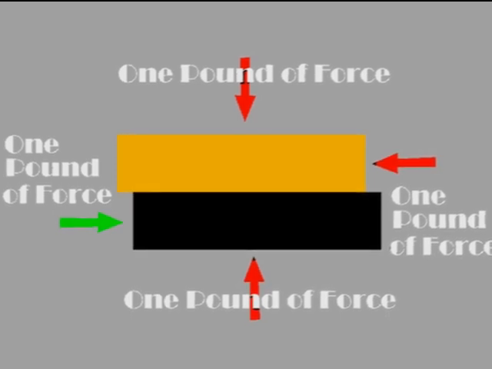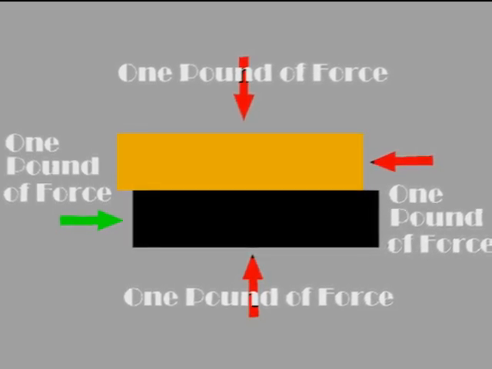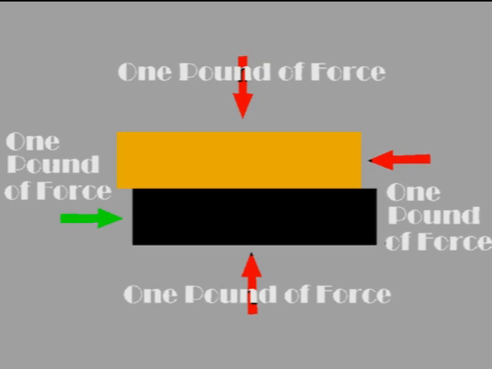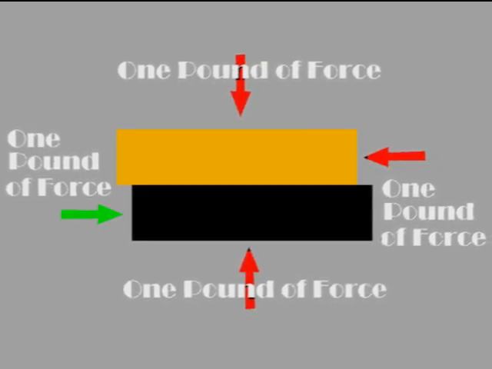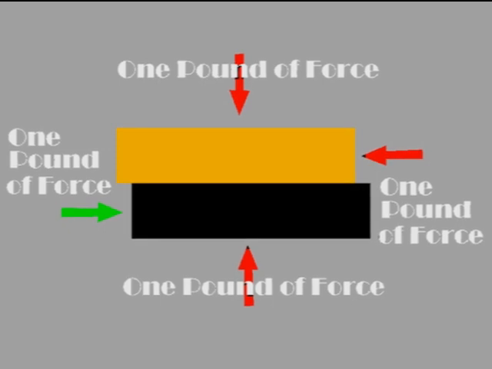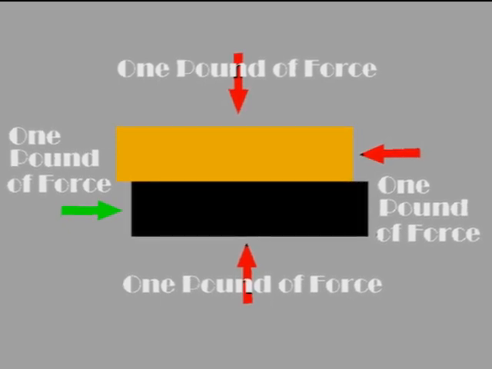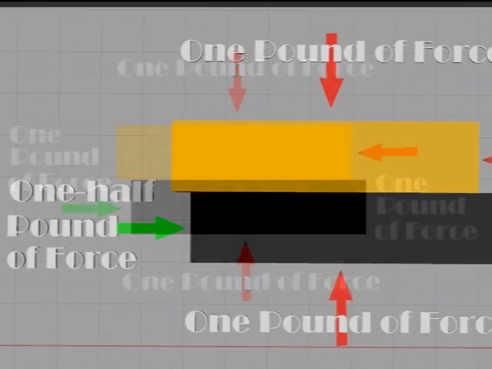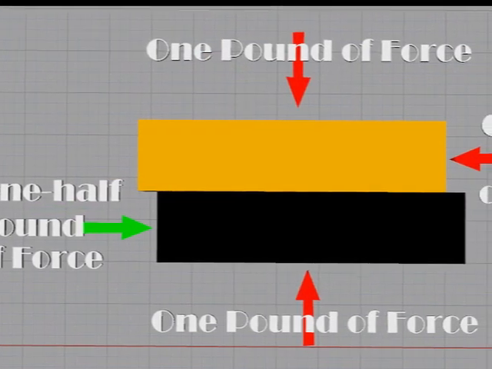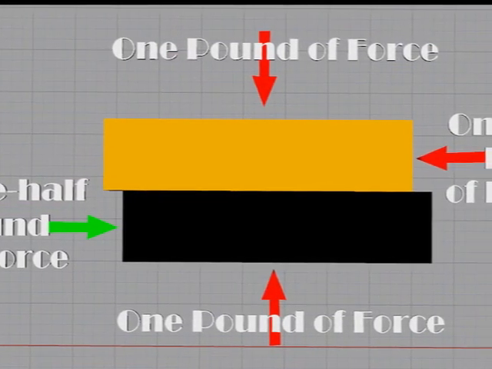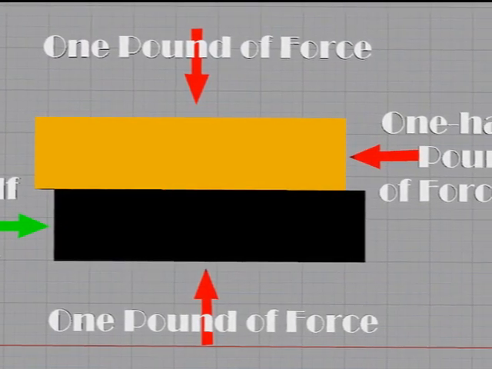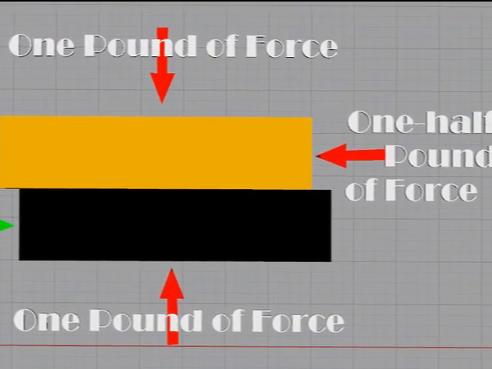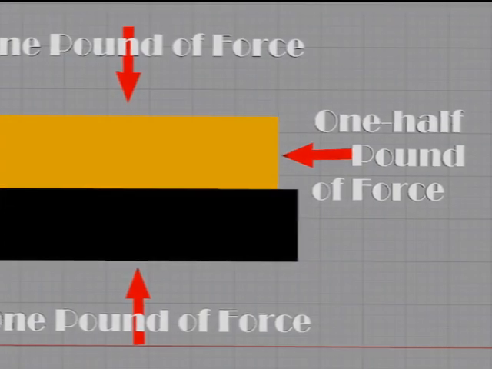If a smooth, flat-bottomed box weighs 1 pound and is resting on a smooth, flat surface, and the frictional coefficient is exactly 1, then it will take exactly 1 pound of force to get the box to start to slide. If the same box has a frictional coefficient of 1/2 or 0.5, then it will take exactly 1/2 pound of force to get the box to start to slide.